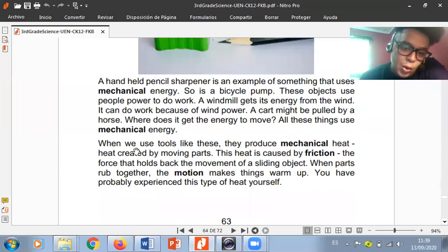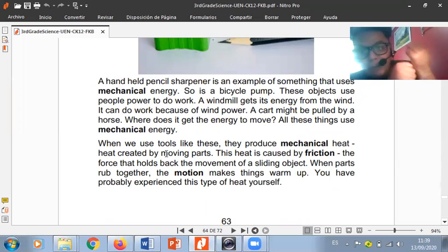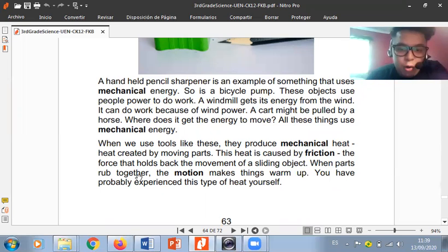When we use tools like this, they produce mechanical heat. Heat created by moving parts. This heat is caused by friction, the movement. The movement of the pencil in the sharpener is friction, okay? Friction is the force that holds back the movement of a sliding object when parts rub together. The motion makes things warm up.